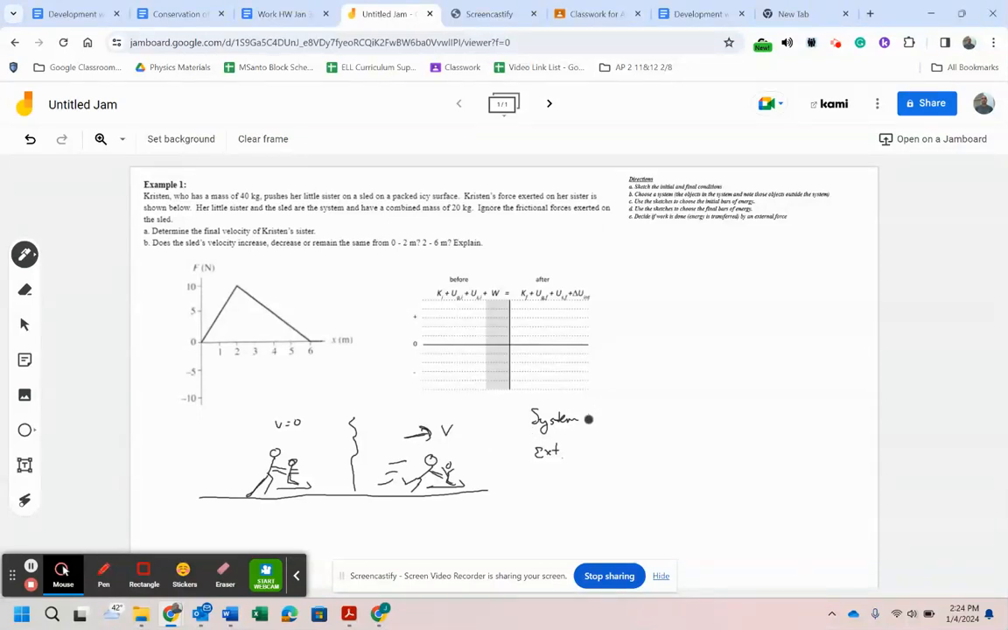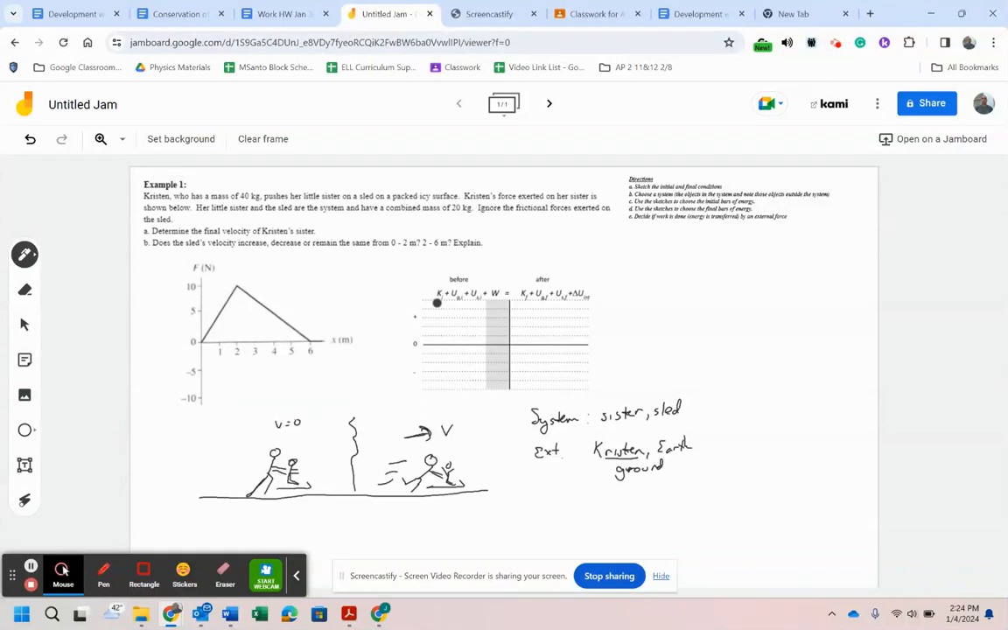So the system is going to be the sister and the sled. External to that is Kristen, and we could say the earth and the ground if we would like. They don't all have to be in there, but the key here is that Kristen is external.